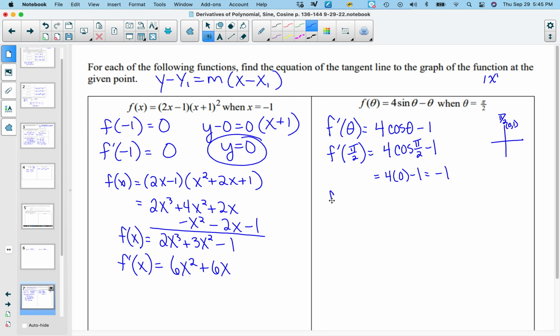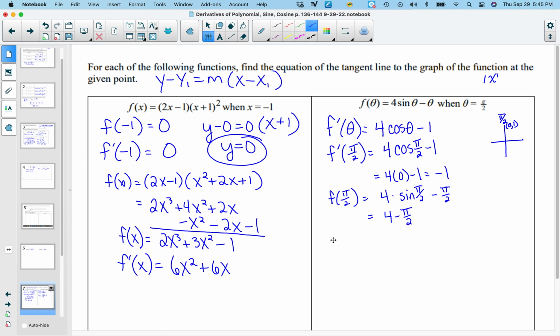Then I need to figure out what f of pi over 2 is. So I'm going to have 4 times sine of pi over 2 minus theta, which is pi over 2. So sine of pi over 2 at the top of the circle, the sine value is 1. So I get 4 minus pi over 2. So this is my y value.